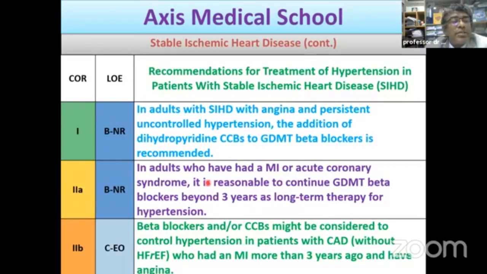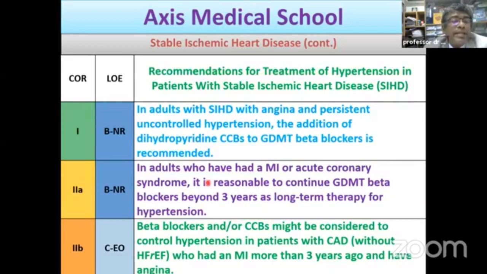And in adults with stable ischemic heart disease, angina and persistent uncontrolled hypertension, the addition of a dihydropyridine calcium channel blocker to a beta blocker is recommended. That is, if a patient's hypertension with ischemic heart disease is not controlled enough, the first line drug is beta blocker. If beta blocker doesn't control blood pressure enough, in that case we may need a second agent. The second agent should be a calcium channel blocker. So the recommendation here is that calcium channel blocker should be added to beta blocker.